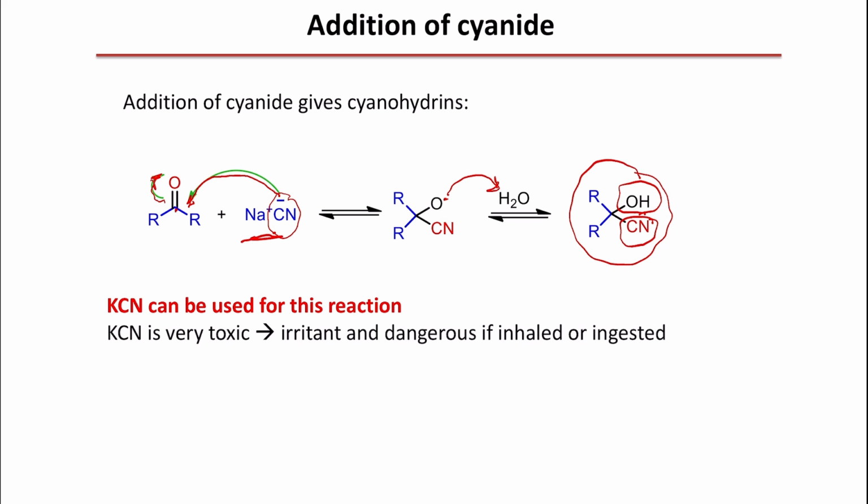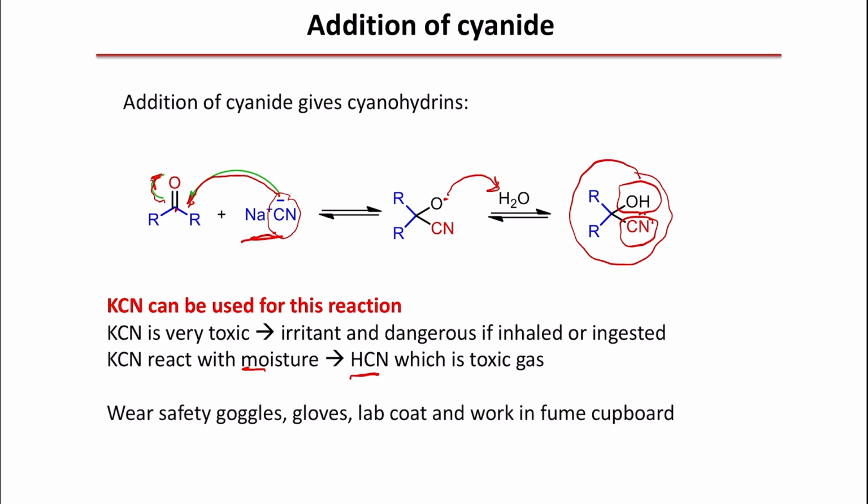However, you should be careful because potassium cyanide is very toxic. It's an irritant and dangerous if inhaled or ingested. Also, potassium cyanide can react with moisture to give hydrogen cyanide. Hydrogen cyanide is a very toxic gas. Therefore, when you do this reaction, you need to wear safety goggles, gloves, and a lab coat, and to work in a fume cupboard.